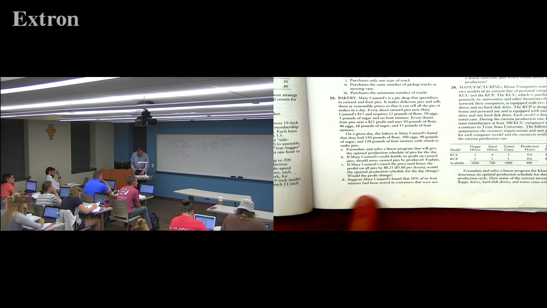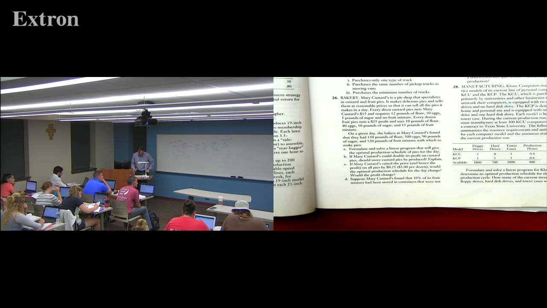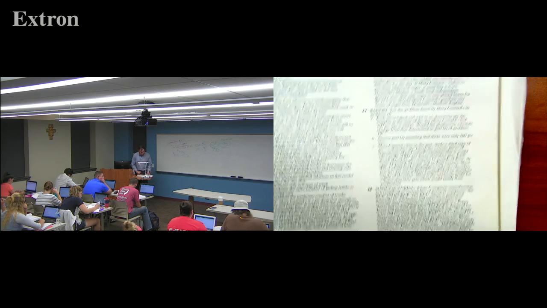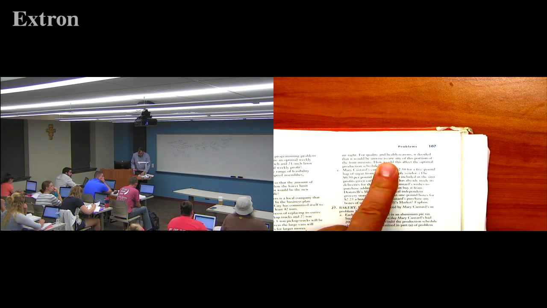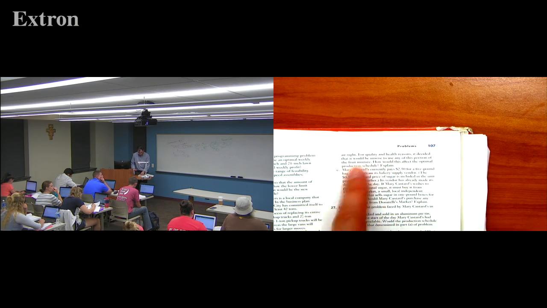Let's look at letter C. Suppose that Mary's found that 10% of its fruit mixture had been stored in containers that were not airtight. For quality and health reasons, it's decided it would be unwise to use any portion of the fruit mixture. That's very nice of Mary. How would this affect the optimal production schedule?